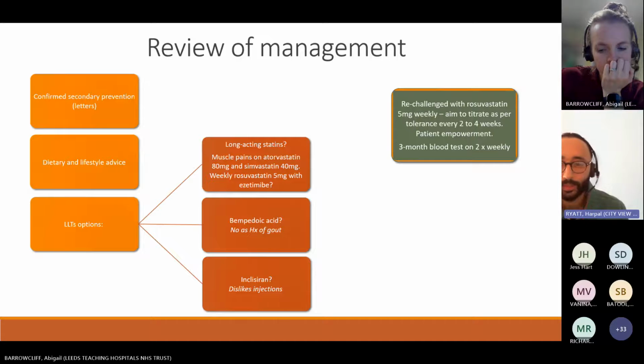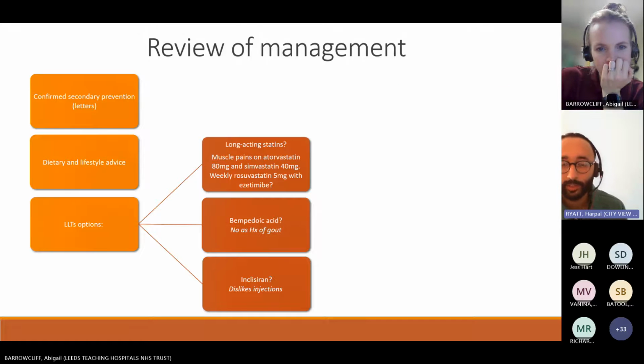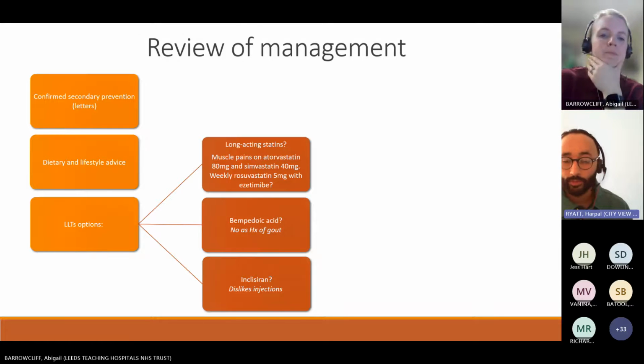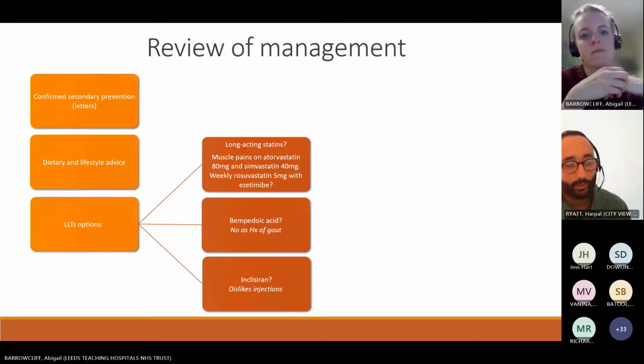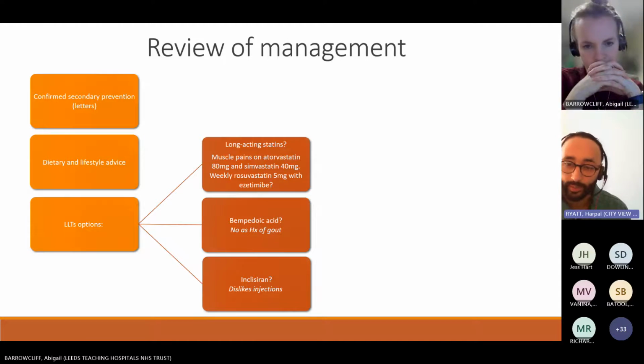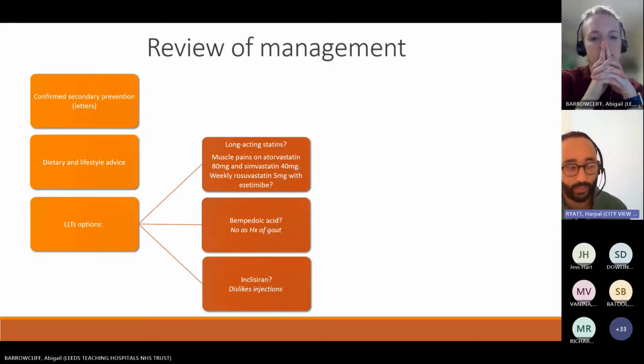So the first option would be, can we give him a long-acting weekly statin? He's had muscle pains on statins in the past. It's not clearly documented roughly what those muscle pains are. So the option we've discussed with him would be maybe try rosuvastatin once a week combined with ezetimibe. The second option for him on the pathway would be bempedoic acid, but this is not an option for him because he's got a history of gout. And then the third option on the pathway would be inclisiran.